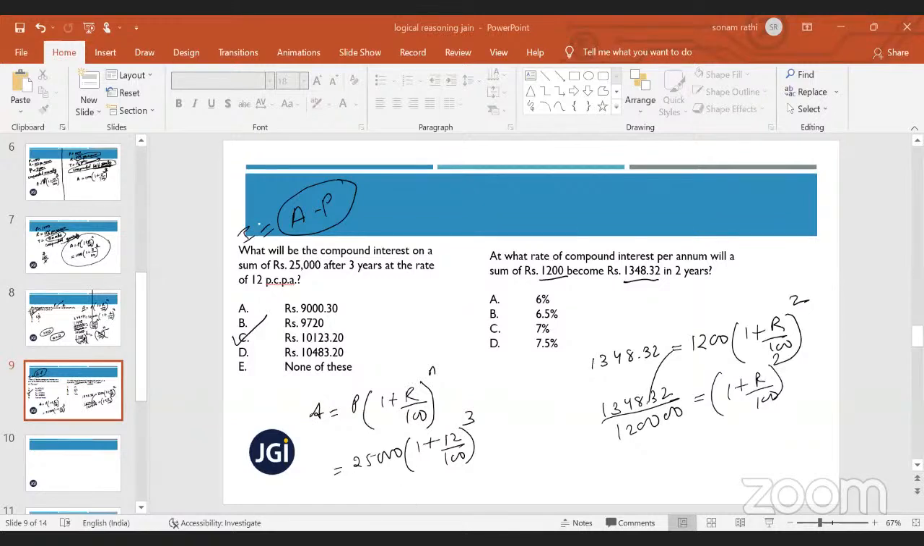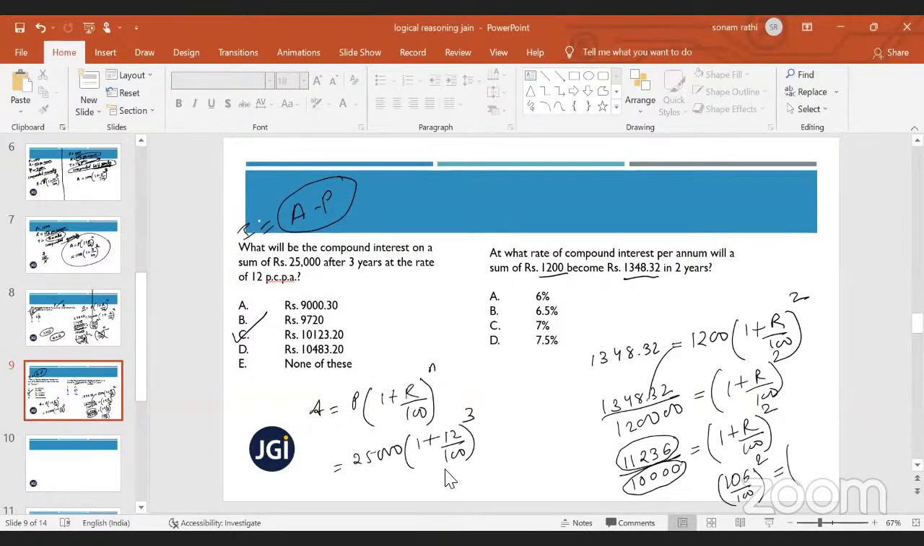If I divide the numerator by 12, I will get 11236. Yes or no? And 10,000. 1 plus r by 100 to the power 2. Now what number power 2? This is power 2 and this is power 2. Think and tell me. What power 2 can I write? 106. Yes or no? 106 upon 100 square is equal to 1 plus r by 100 square.